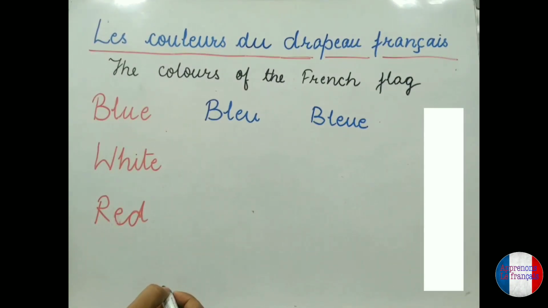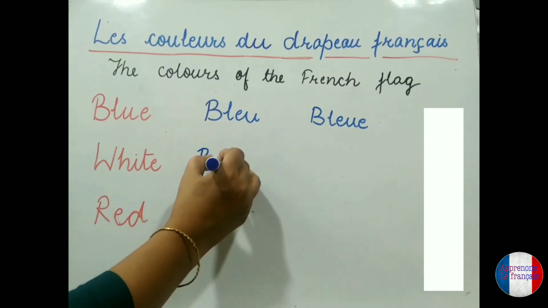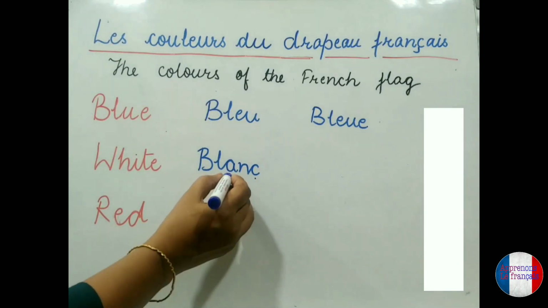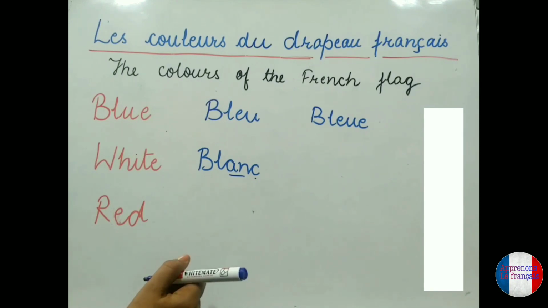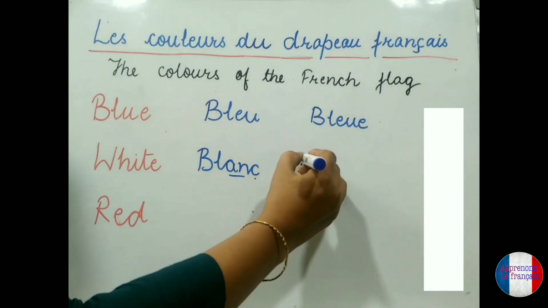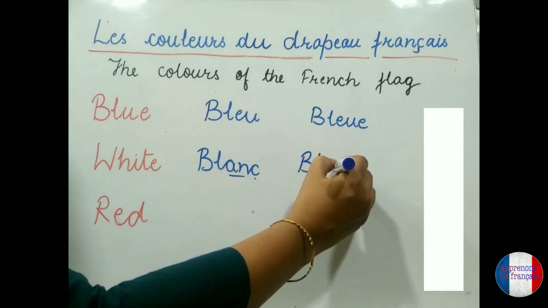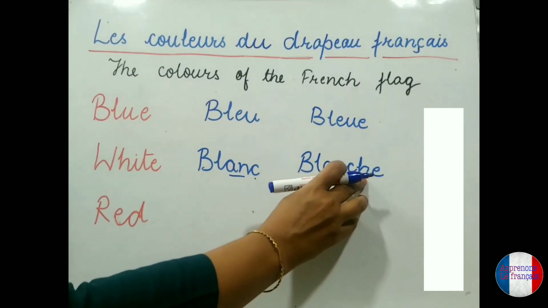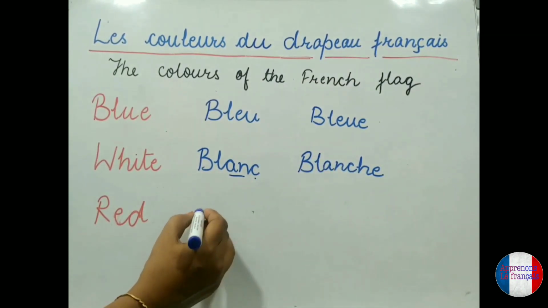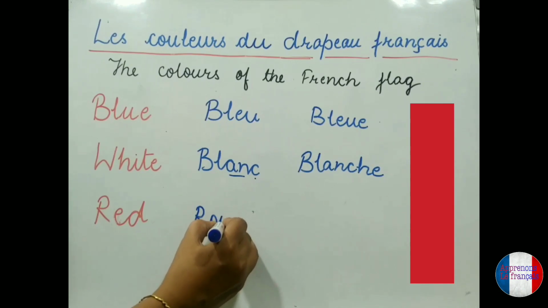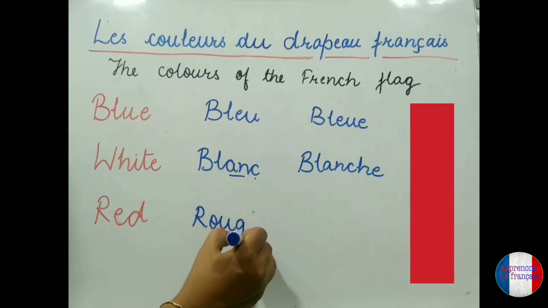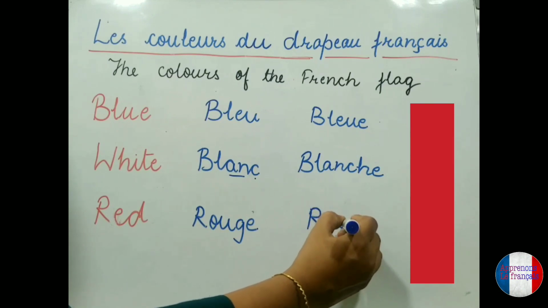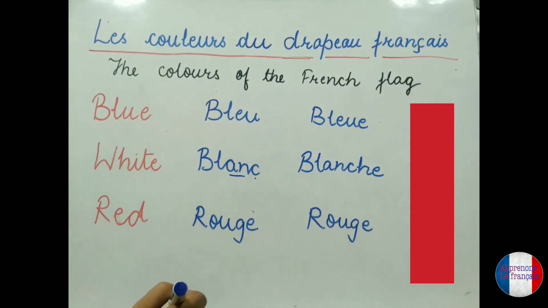White we haven't done so far. The white is blanc, blanc. C in the end is not pronounced as it is a consonant, and an, as I told you, the pronunciation is on, so it is blanc. Here in the feminine it is a bit different. We don't just add an e, we add he here. So this becomes blanche, blanche. Okay, now we come to the red. Red we have already done in the l'arc-en-ciel or the rainbow, and if you remember, it was rouge. As it is ending in e, feminine is also the same, rouge.